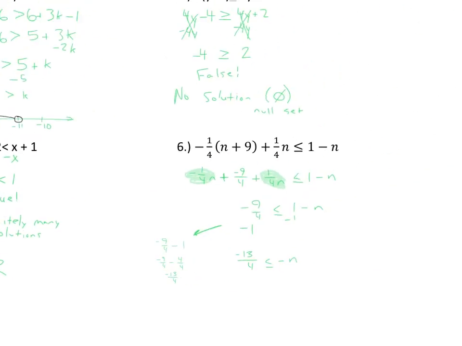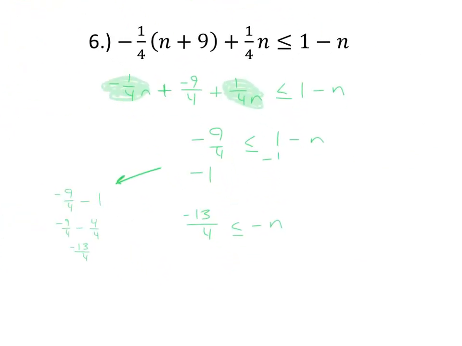Okay. Number 6, when you distribute the negative 1/4, because we have to simplify this part right here, notice I get negative 1/4 plus negative 9/4. Now this is why I told you this problem isn't as hard as it seems. I got negative 1/4 here plus a 4th here. Well, negative a 4th plus a 4th is 0, so we're just left with negative 9/4.